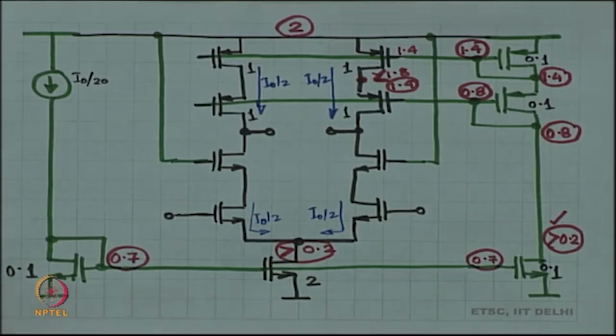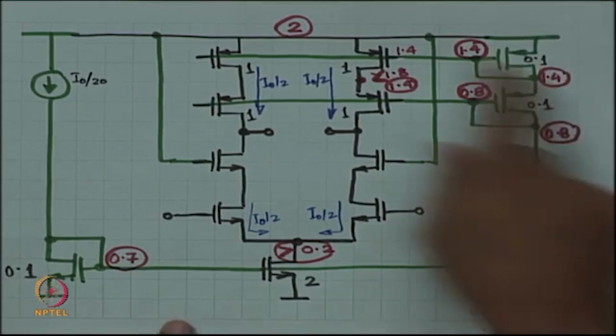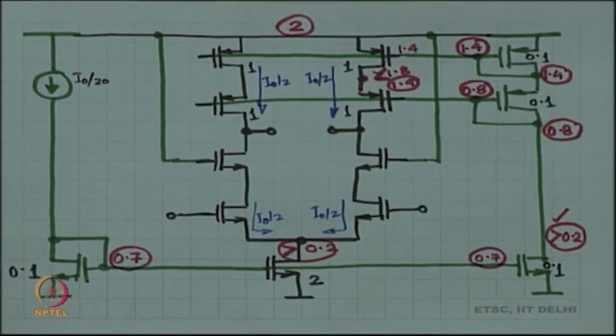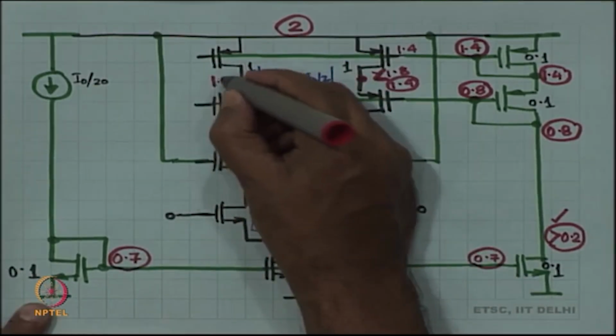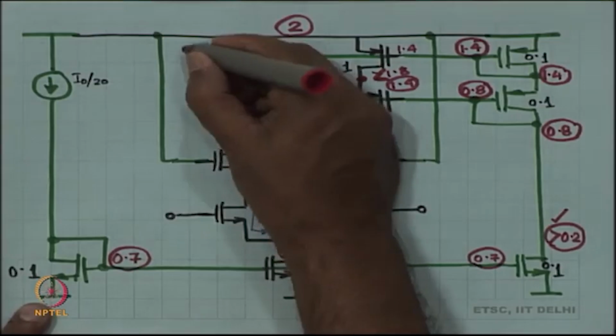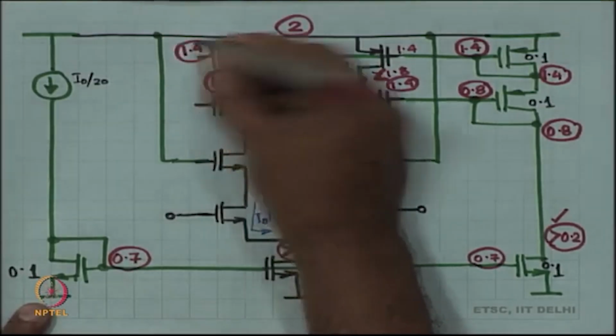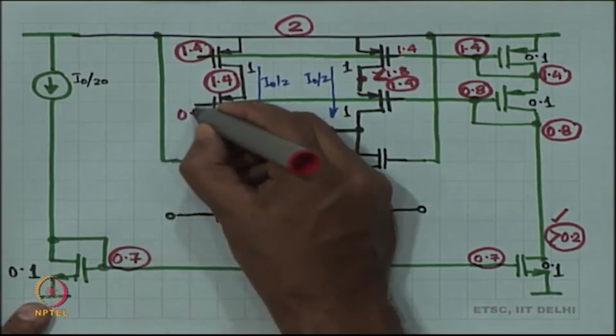So, it is not really optimal. For an optimal situation, it would have been exactly at 1.8. It is not optimal over here, and the reason why it is not optimal is because of this Wilson current mirror. You can make a better current mirror. So, this node is exactly at 1.4, this is also at 1.4, this is at 0.8.